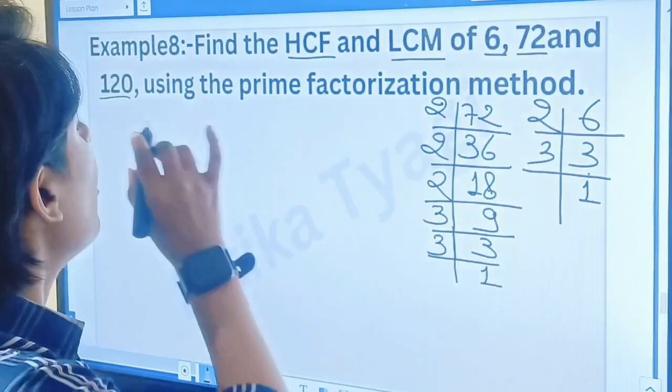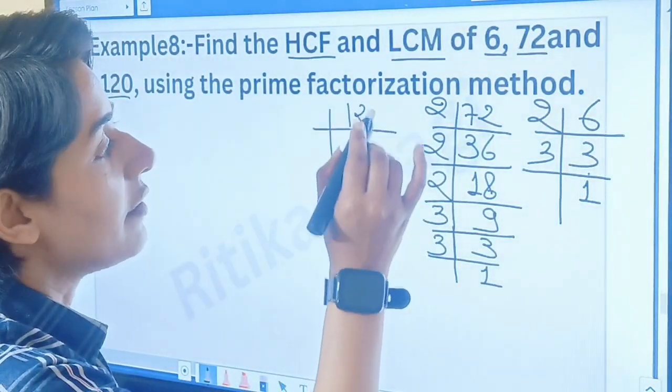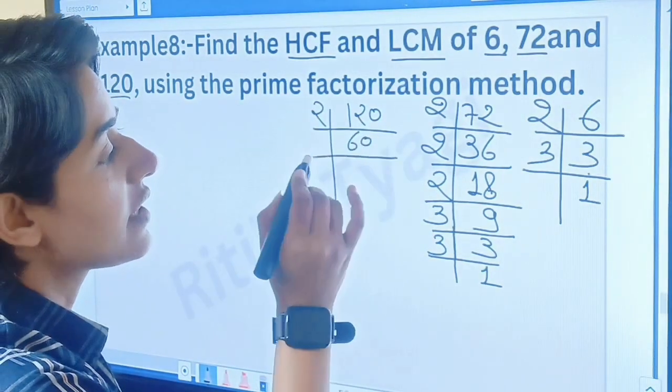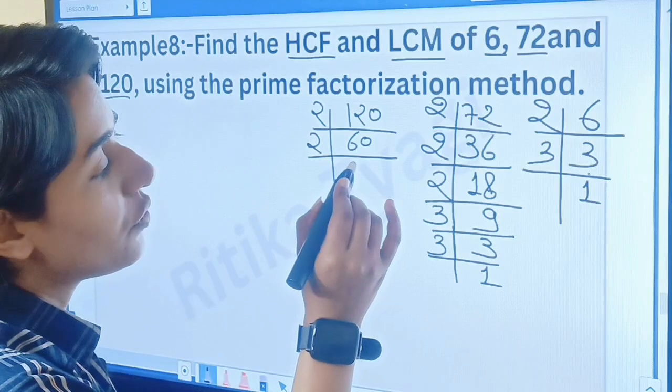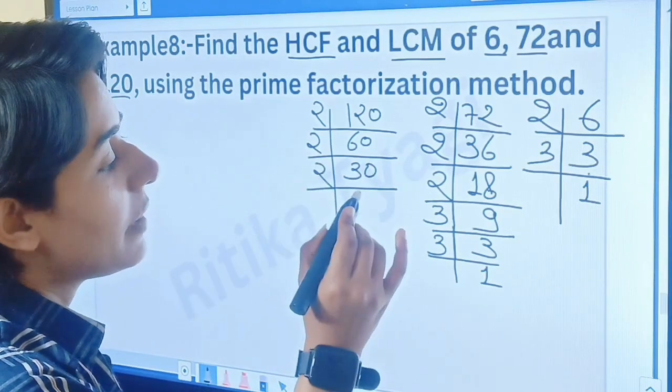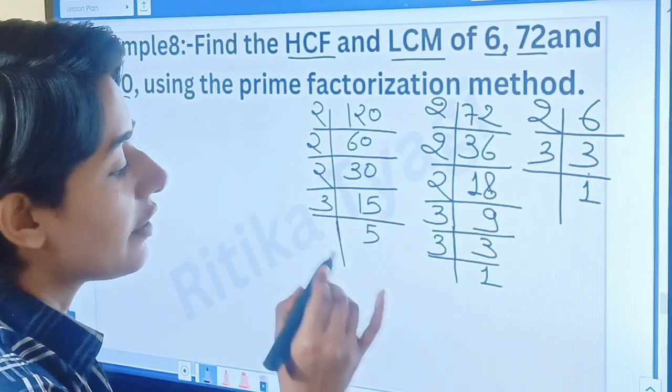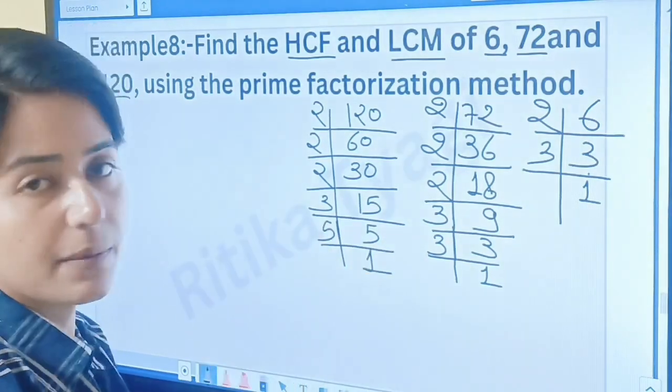We get 1 here. Now we have to factorize 120. 120 is an even number. Divisible by 2 we get 60. 60 further divide by 2 we get 30. 30 divided by 2 15. And 15 divisible by 3 we get 5. 5 is a prime number divisible by itself.